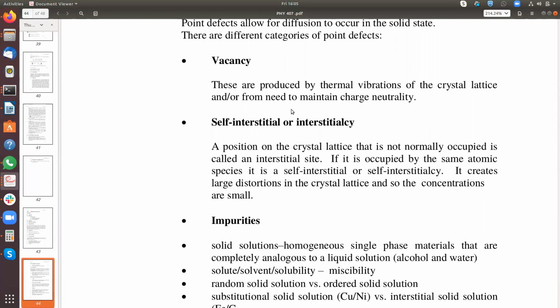A position on the crystal lattice that is not normally occupied is called an interstitial site. If it is occupied by the same atomic species, it is a self-interstitial. It creates large distortions in the crystal lattice, and so the concentrations are small.